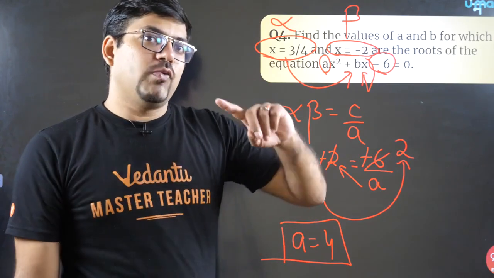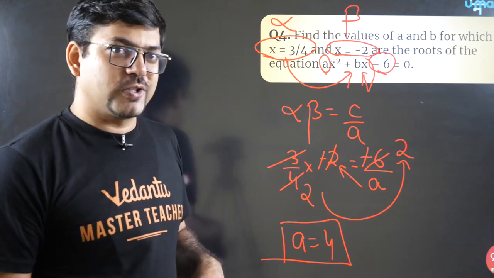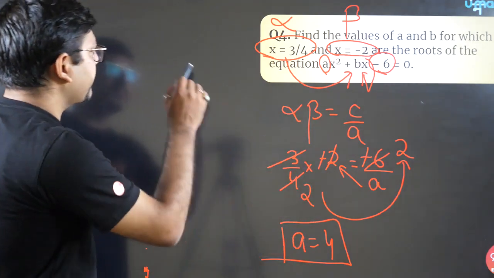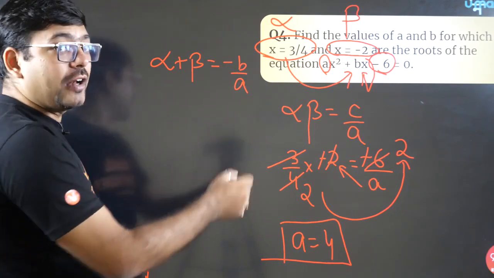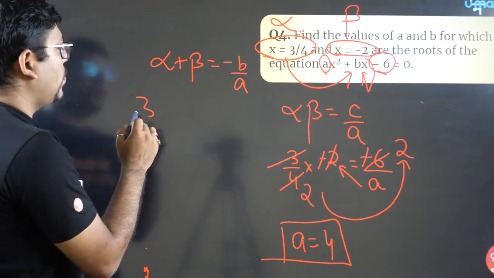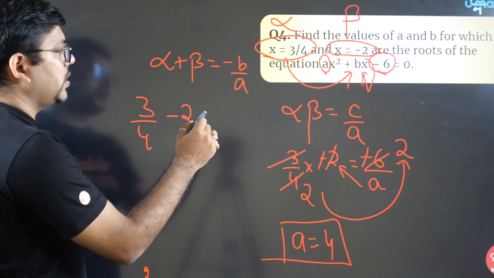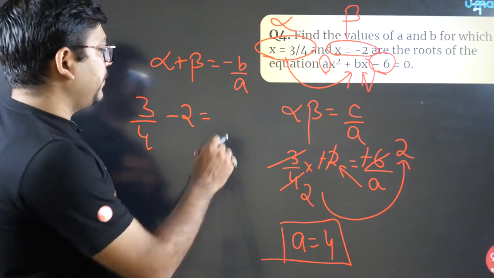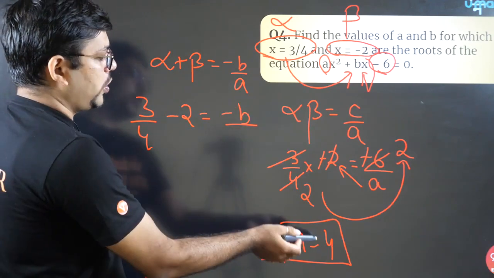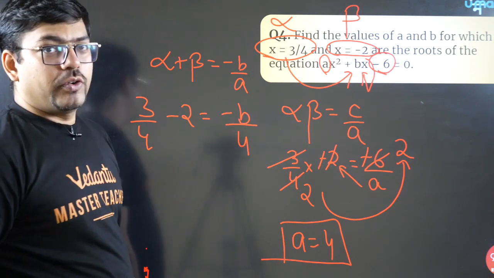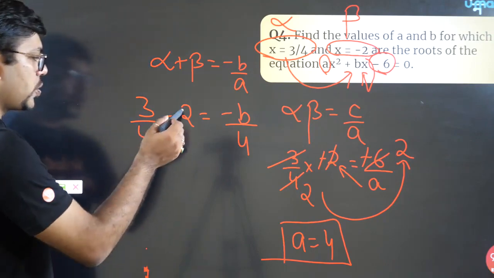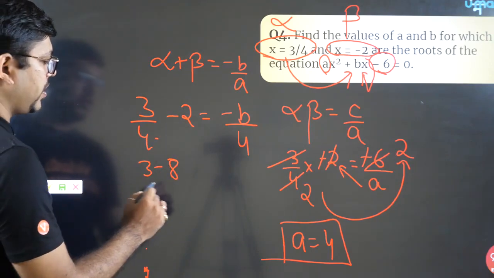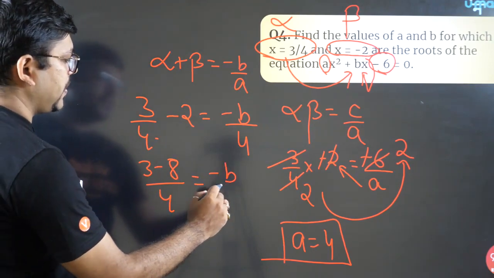Similarly, you can apply one more relation, that is sum of zeros. So using that sum of zeros, you'll have to actually write alpha plus beta equals to minus b by a. Alpha and beta, do you know that? Yes. One is 3/4 and another is -2 equals to minus b divided by a. Do we know a? Yes, we know. 4. We got it? Now, hereafter you have to solve it. So 4 2s are 8. So you got 3 minus 8 divided by 4 equals to minus b divided by 4.